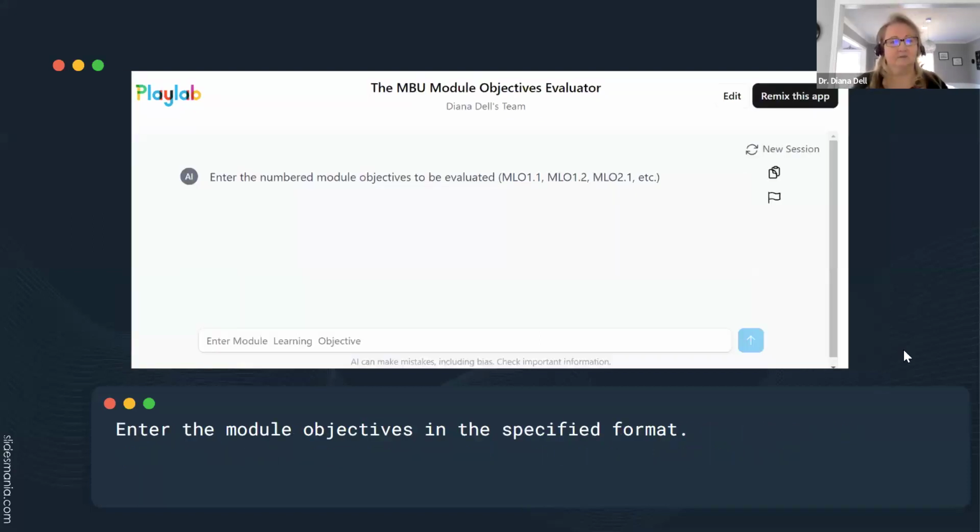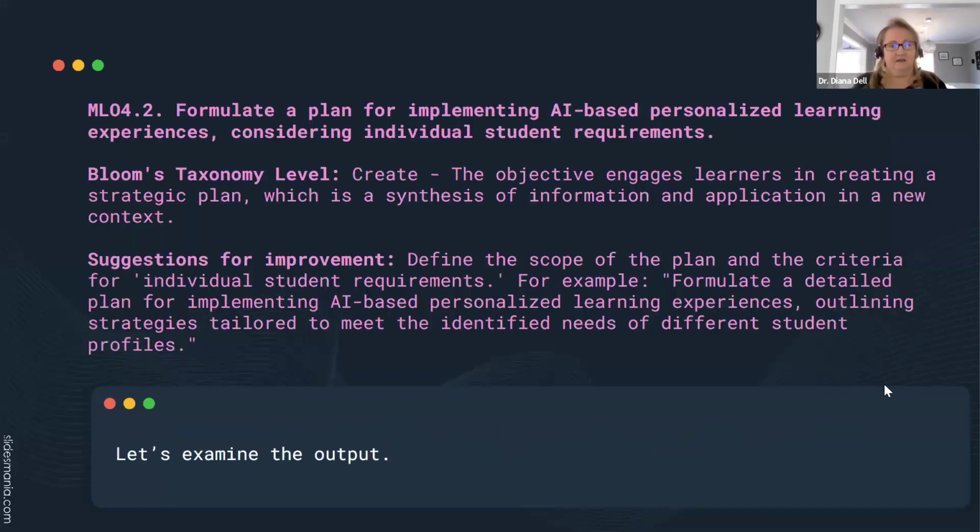So let's take a look at some of those results. It's going to ask you to enter those objectives. And then you're going to see, here's the original objective. I can look to see this objective has students working at the create level. And it's going to give me a suggestion for how I might possibly improve that objective.